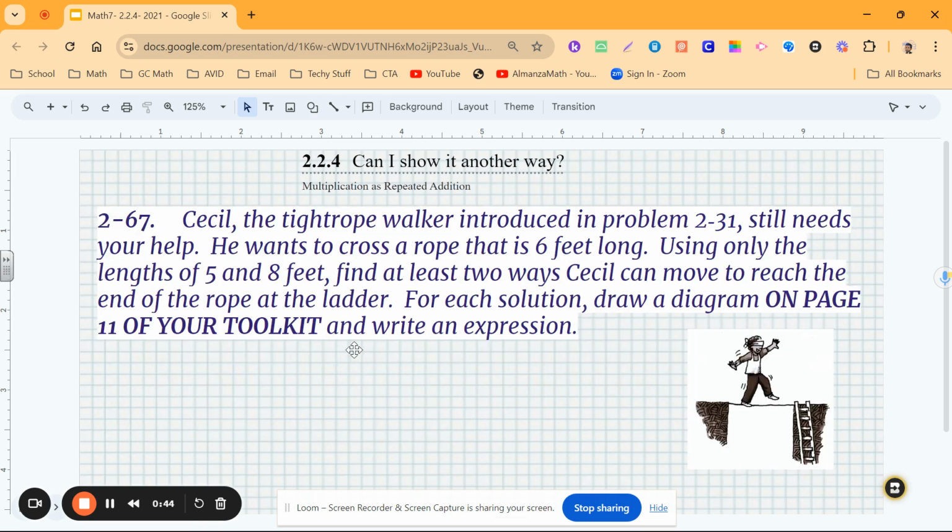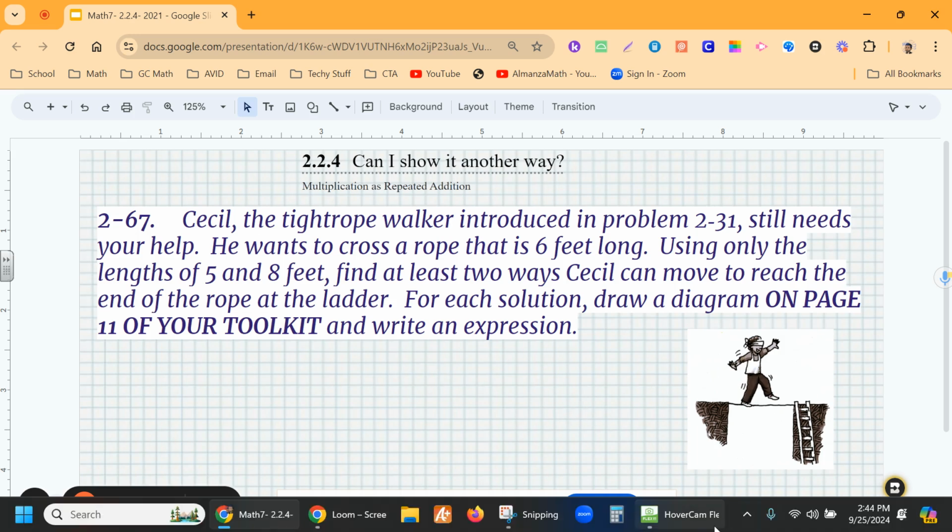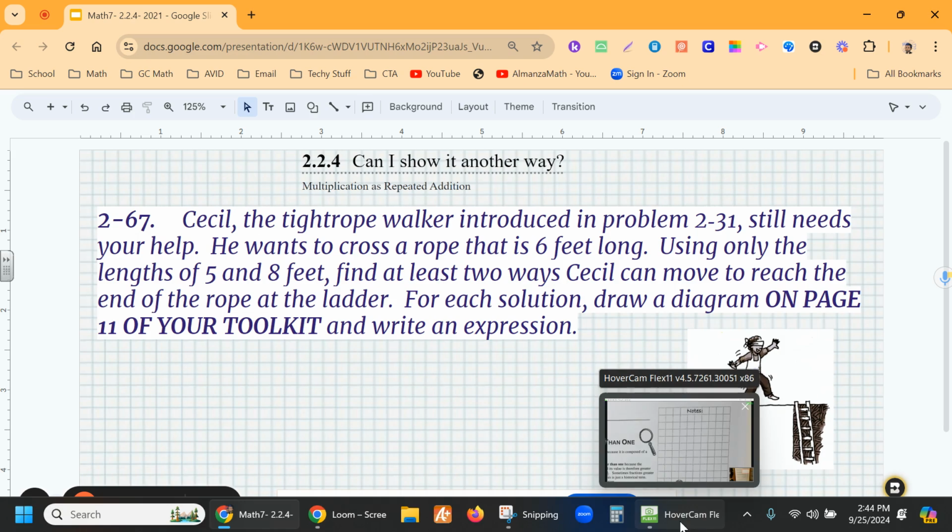Okay, so here's Cecil on his tightrope. The tightrope is 6 feet long, and he wants to go across it. Okay, so 6 feet from one side to another. Using only the lengths 5 and 8 feet, can we find two different ways where Cecil can reach the end of the rope, go to the ladder, and do his routine?